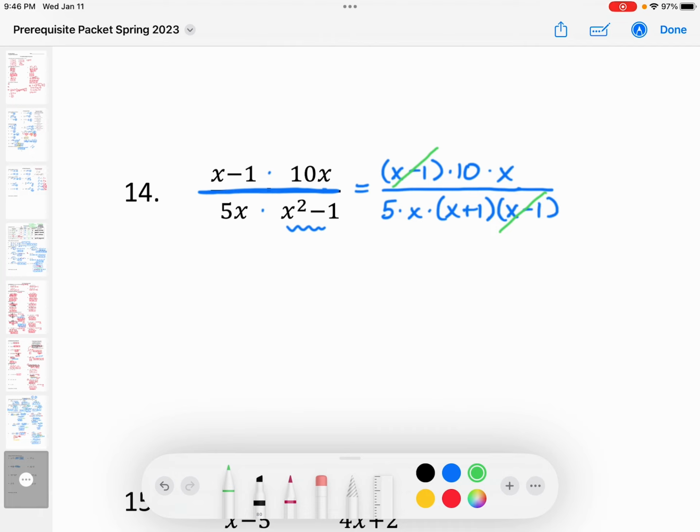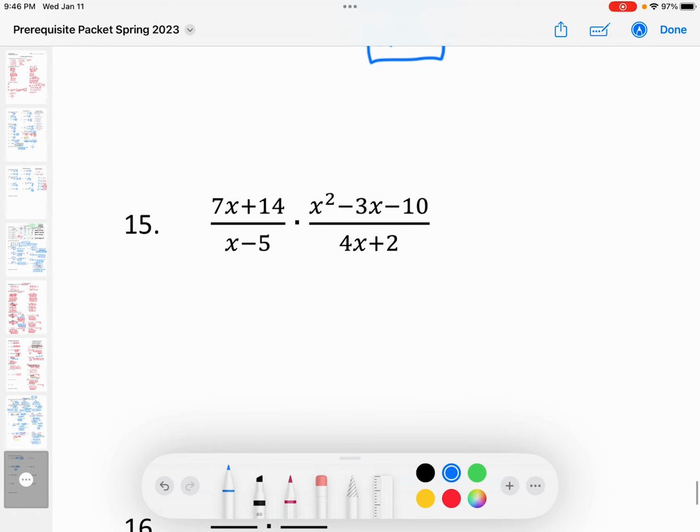Since it's multiplication, I'm allowed to cancel. Those x's go away, and then I just reduce the 10 over 5 like I would a normal fraction. And we see what's left, just the 2 on the top, just the x plus 1 on the bottom. Way easier than adding and subtracting, I think. So the general rule is that you want to try to factor. Factoring is the only way we can get things to cancel.